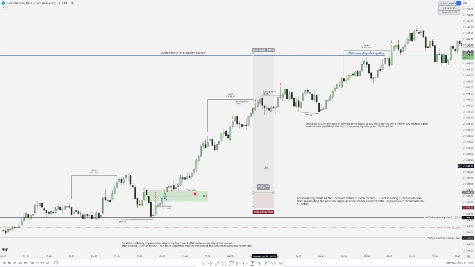Literally, buying inside of the breaker as the stage 1 accumulation. This is a smart money reversal. It's a low risk buy. This would be then a stage 1 accumulation, where I bought inside of it. We're just anticipating stage 1 to take place, and then we have a second stage.